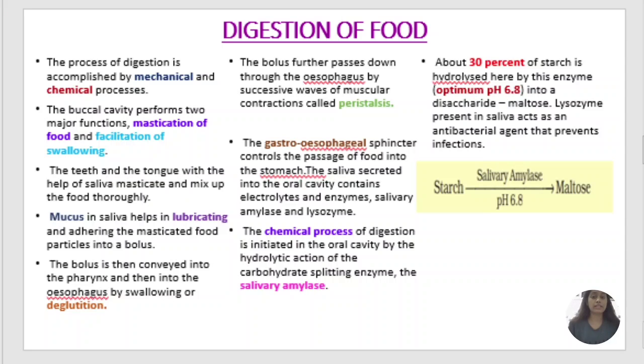Lysozyme present in saliva acts as an antibacterial agent that prevents infections. Now this is a reaction which is explaining the above statement, in which starch is getting converted into maltose with the help of an enzyme called salivary amylase, which has an optimum pH of 6.8.